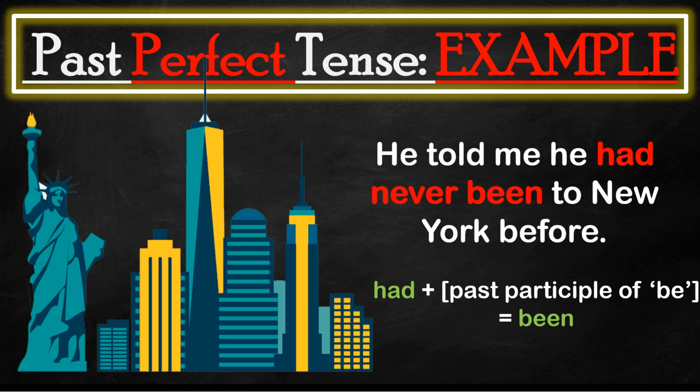He told me he had never been to New York before. So if you see carefully, I used the word had and I used the past participle of the verb be, and I used it as been, and it's also in the negative, so I'm using the word never over here.